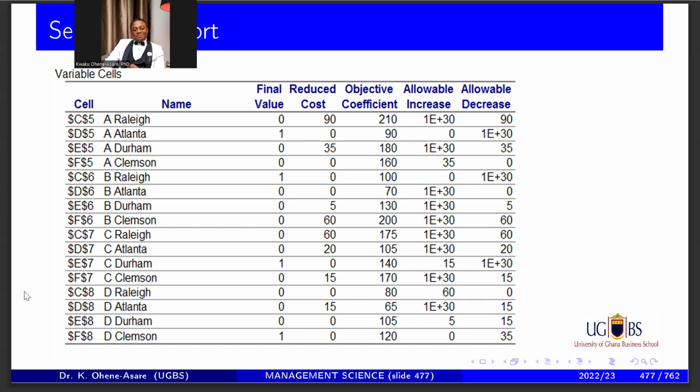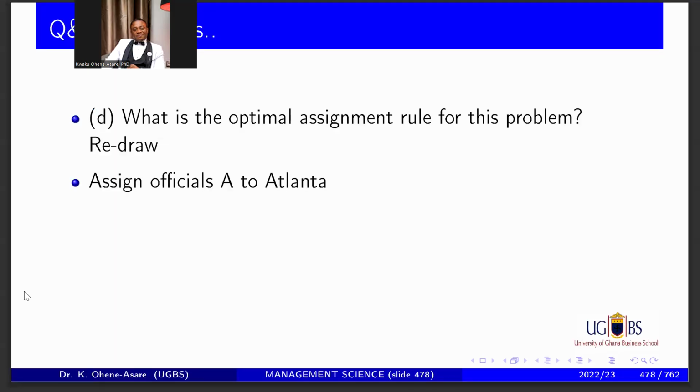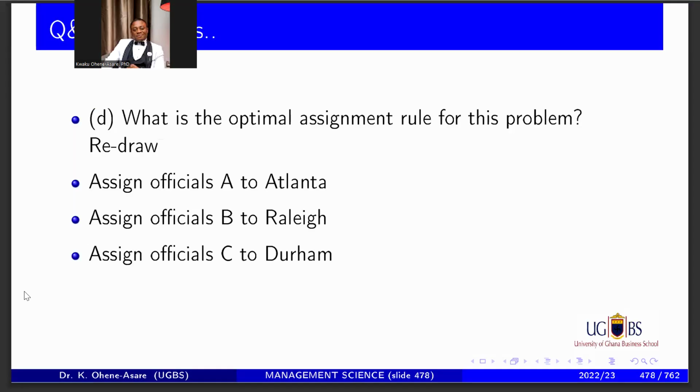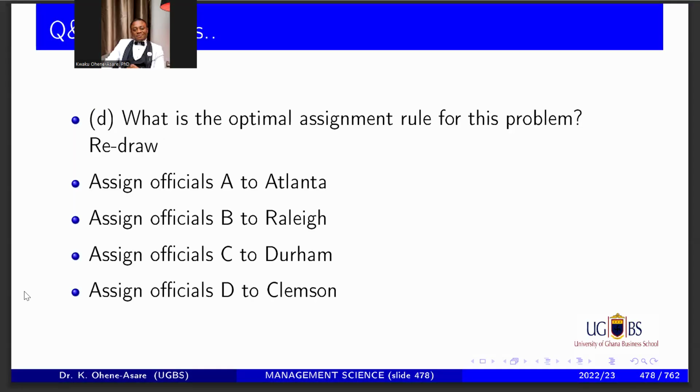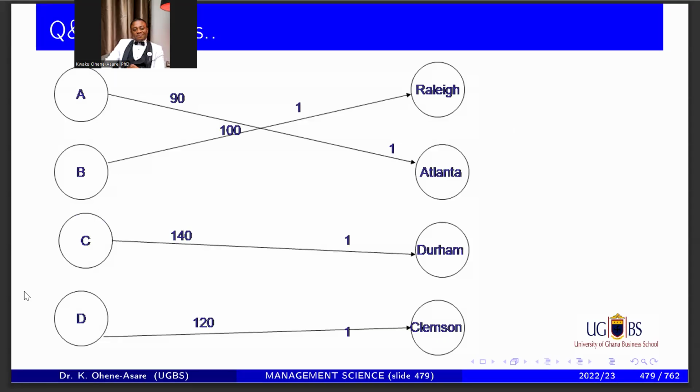And then, of course, there are other questions that you could be asked in the process of this. So when you find the optimal solution that you spoke about, you can now write it in a sentence: assign this official to this city, assign that official to that city, and that's it. And then you can redraw the whole thing, this time indicating where each official is supposed to go. This is a graph that will show everything you've drawn.